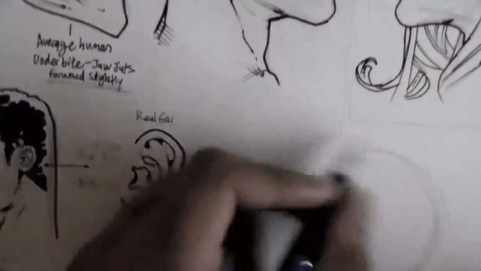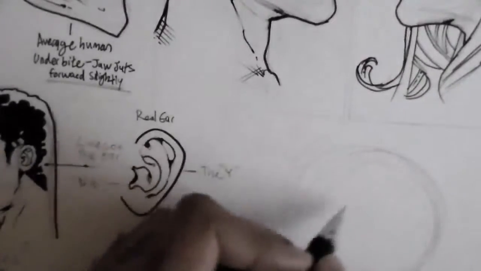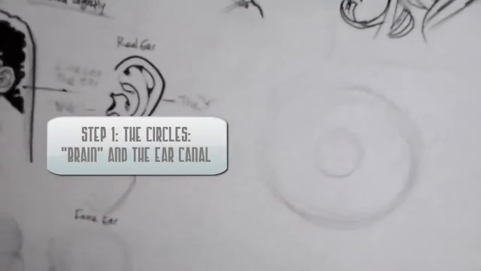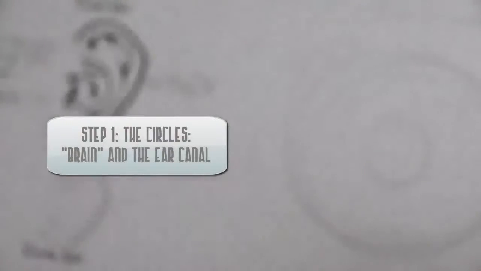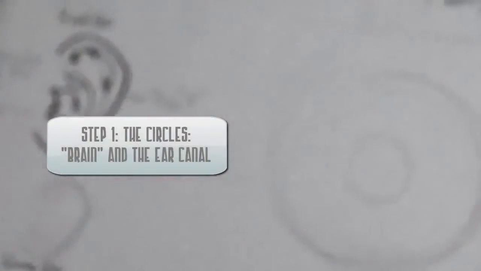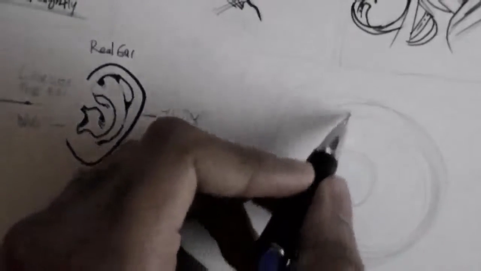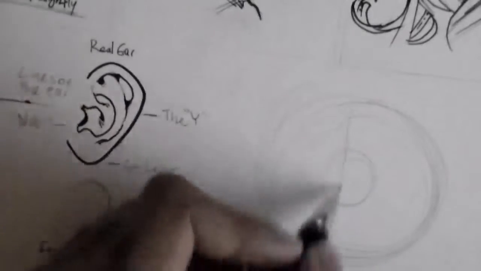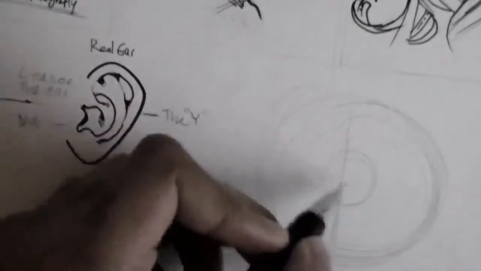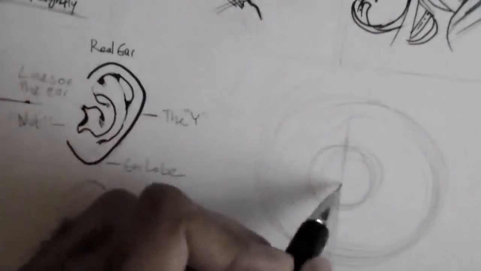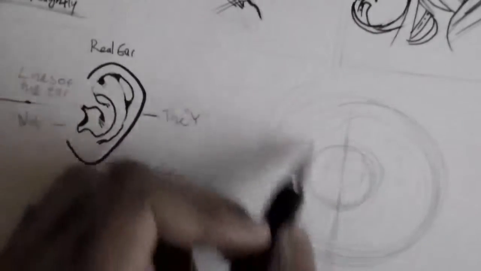I always start my faces with a circle, and I think of this as the brain of the drawing. This is actually a technique I got from Andrew Loomis. I'll probably talk more about that later if you haven't already heard me talk about him enough. Start with the circle and another circle within that. Think of that as the ear canal.